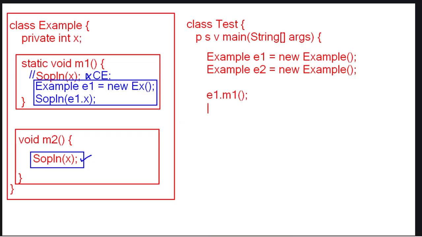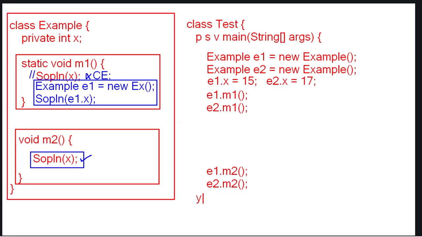Now I'm calling e1.m1, e2.m1. Now I'm calling e1.m2, next I'm calling e2.m2. Here I'm changing the values of the objects: e1.x equal to 15, e2.x equal to 17 I have written. Now you please tell me what is the output you will get from this program.